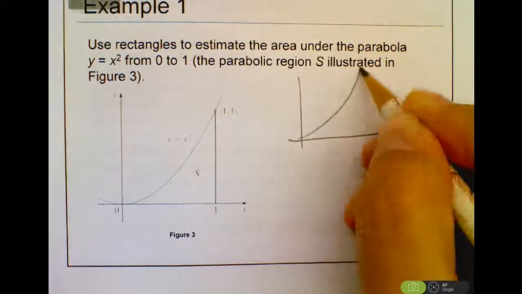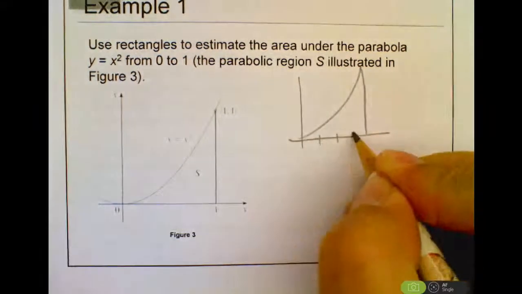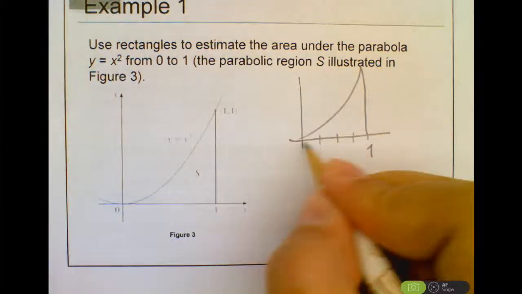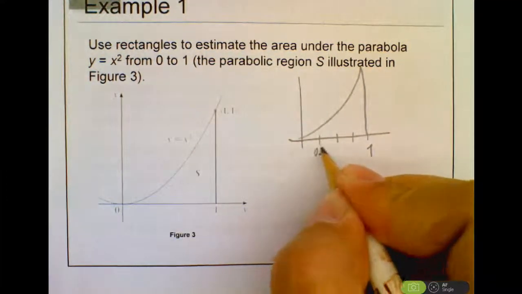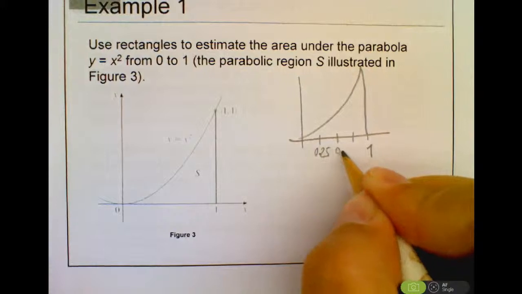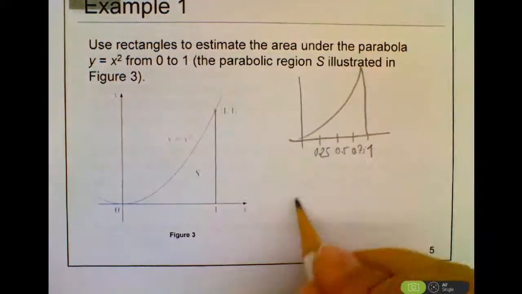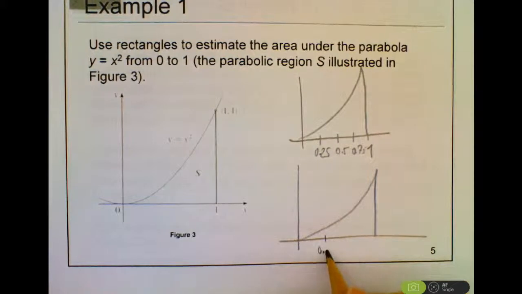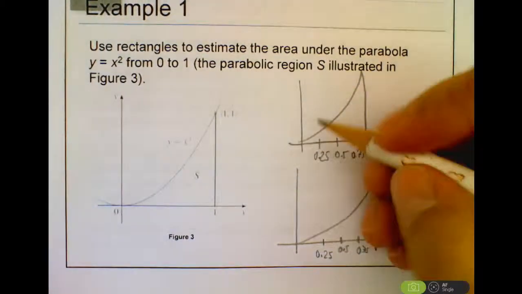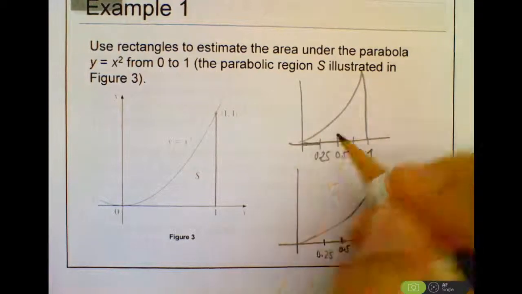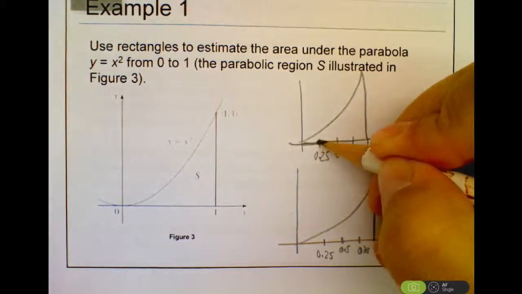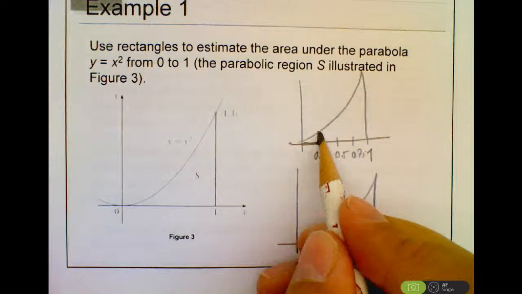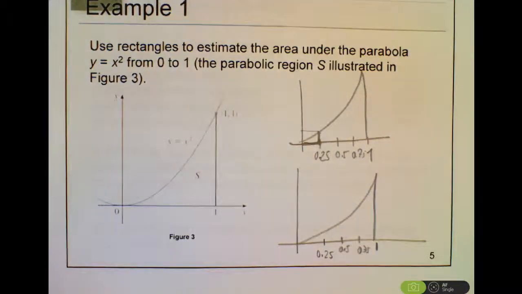So if I have the same area and now I'm using 4 rectangles, then every rectangle will have a base that is worth 0.25. So this is 0.25, this is 0.5, this is 0.75, and that is 1. So I'm going to show you when we're using the left side as the height and when we're using the right side. If I'm using the right side, then if this is the base, this is the right side of the base, so I draw a height. The height will stop where the function is, and that's where I construct my rectangle.